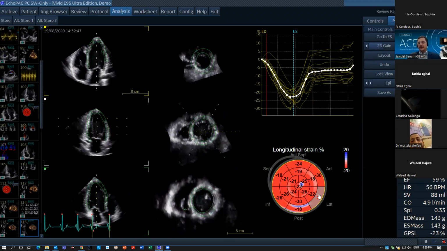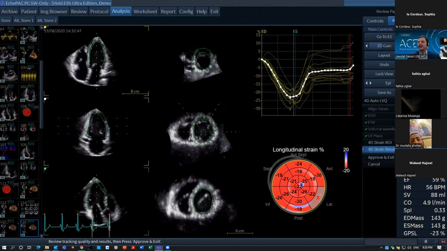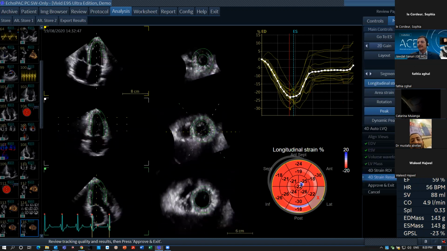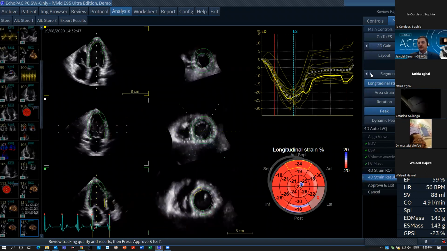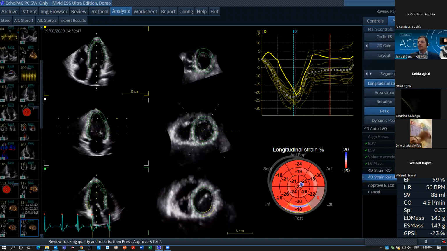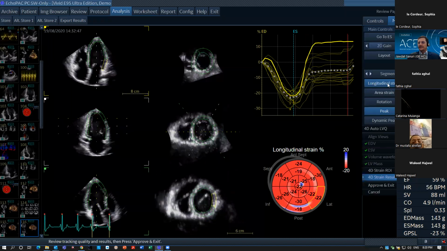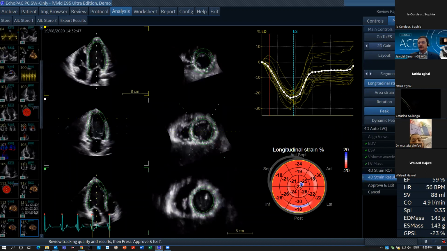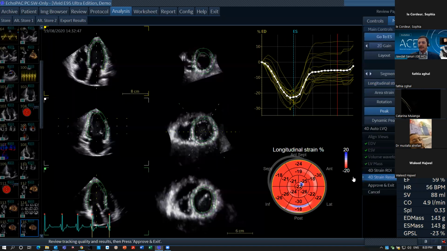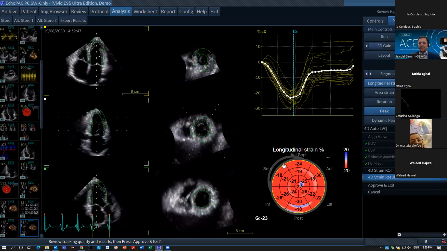So here we have the longitudinal strain. The segment was not accepted well, but nevertheless, we can manually accept it by going to segment. We can check the segments one by one, and here we can approve the segment manually. And here we have, most importantly, the longitudinal strain. I can go to end systole, and we can go to longitudinal strain. Here's the global longitudinal strain value.